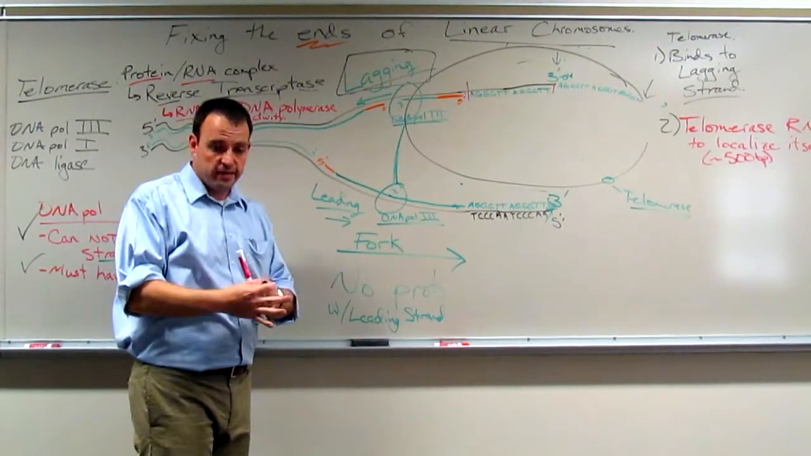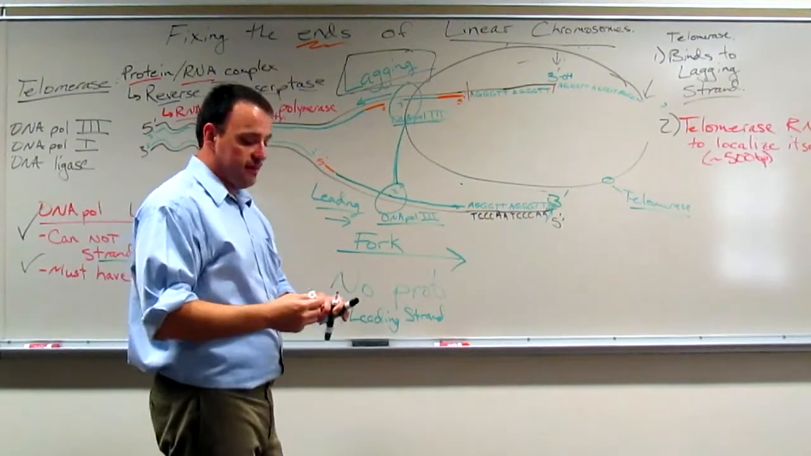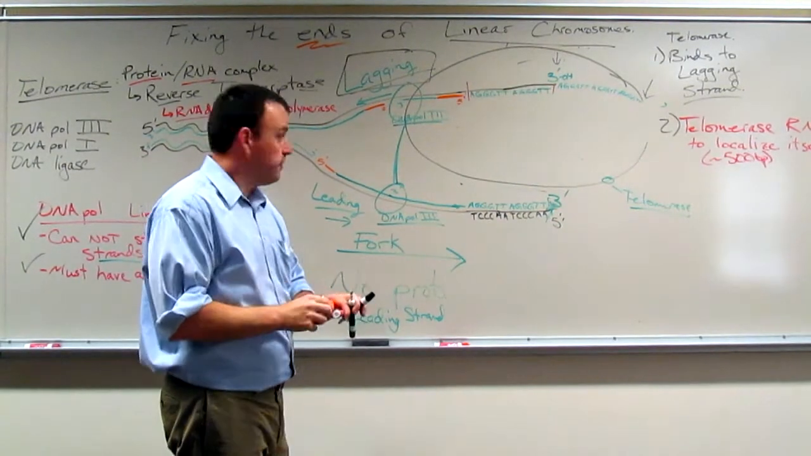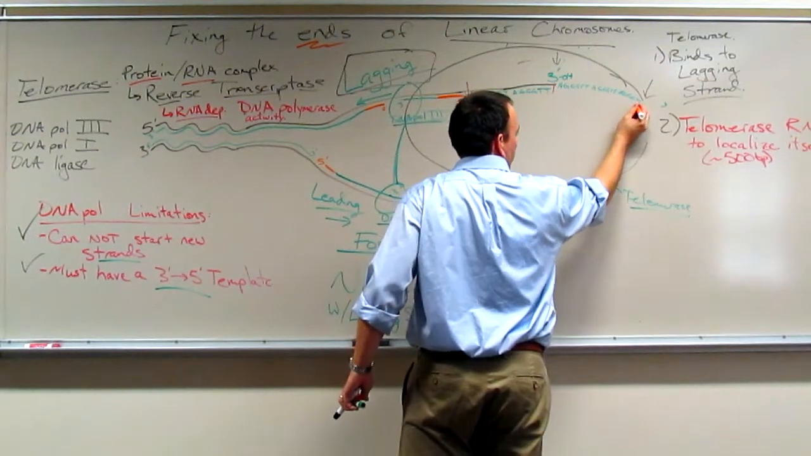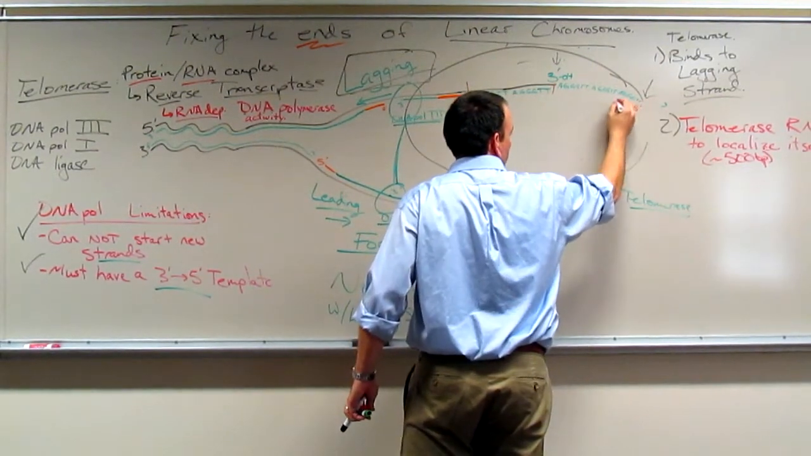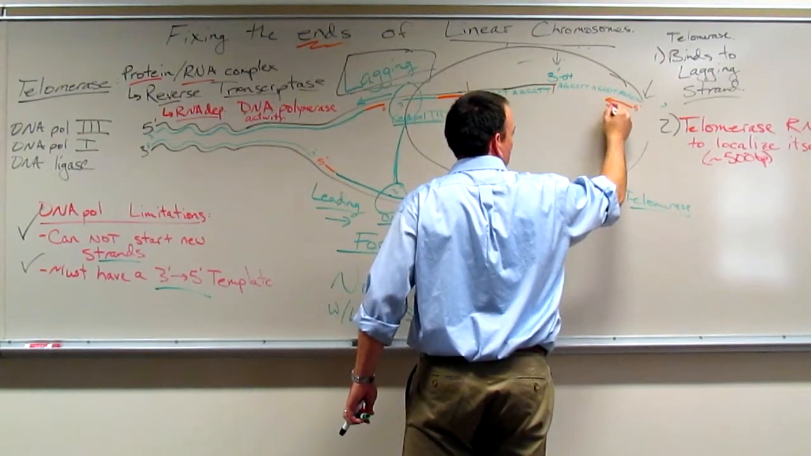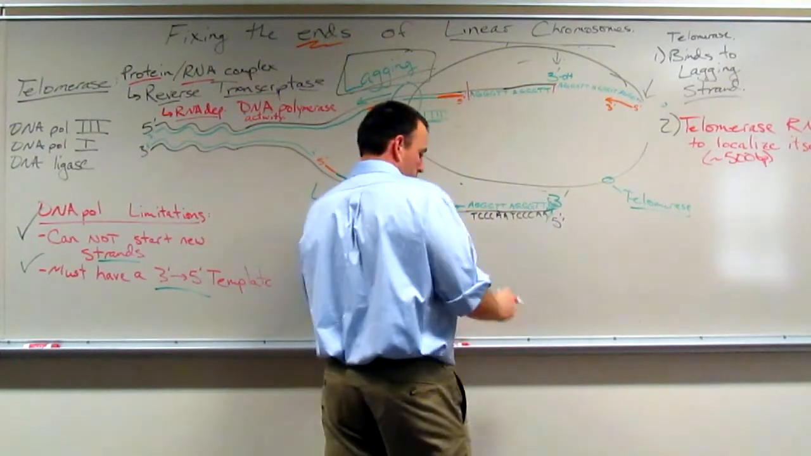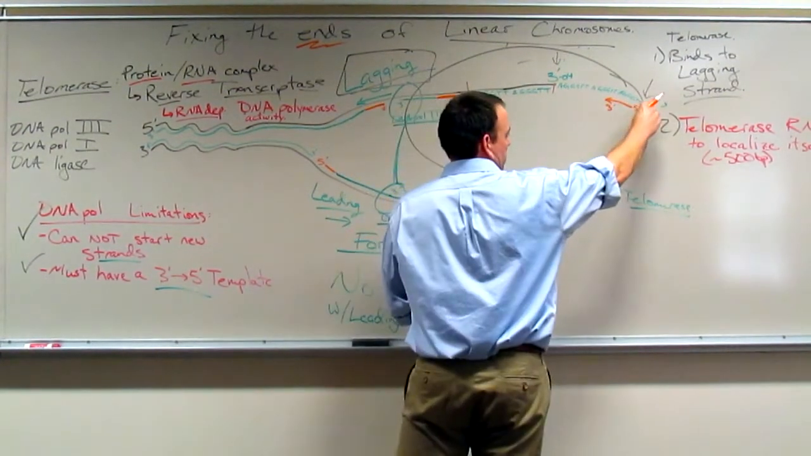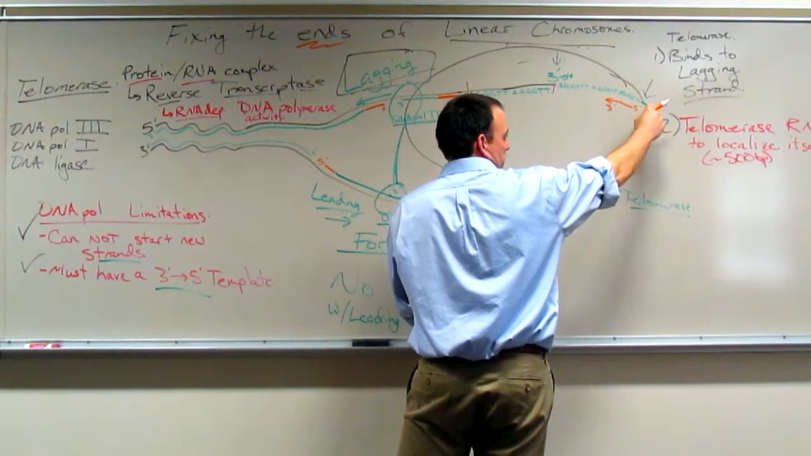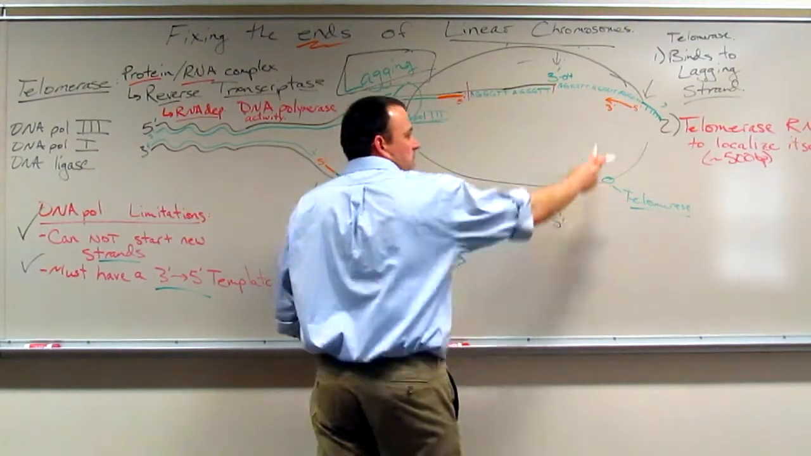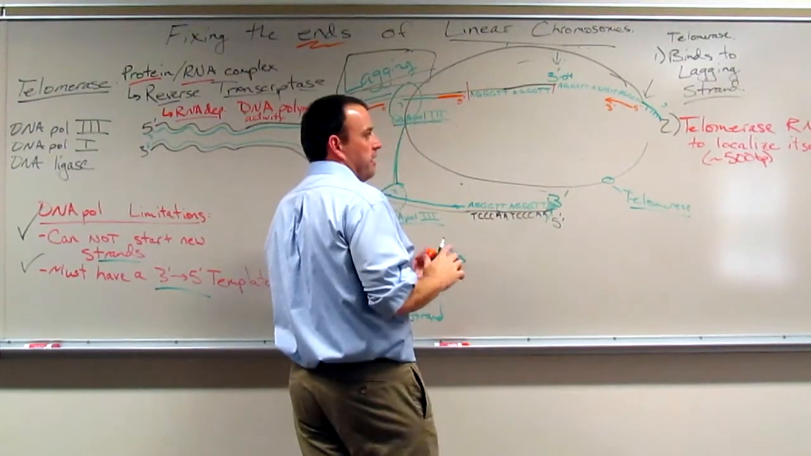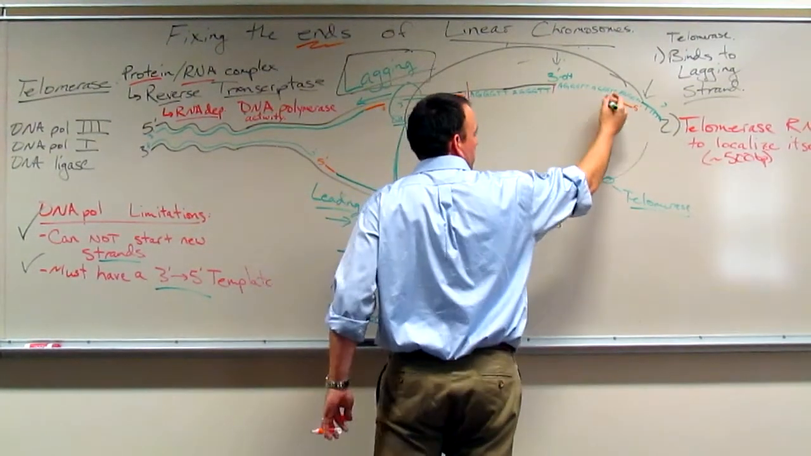What this does is allow primase to come back and write a new 5' to 3' RNA primer, which still technically isn't at the end of this chromosome. There's still a little bit of single-stranded overhang. But it allows primase to come in and lay down a 5' to 3' primer.